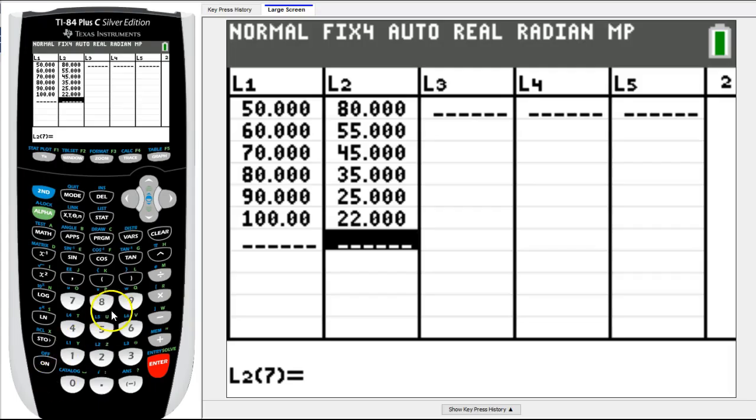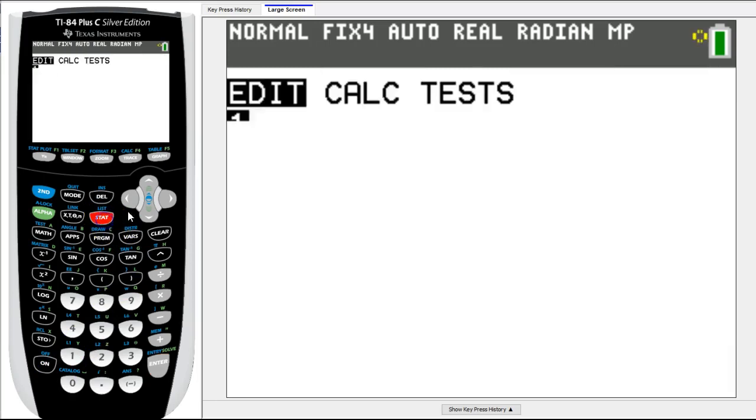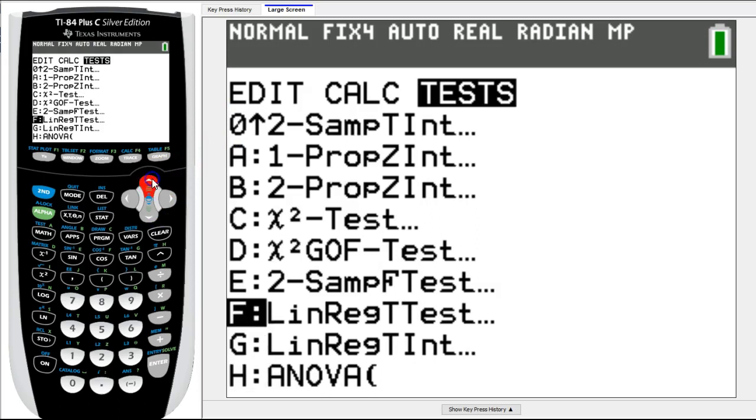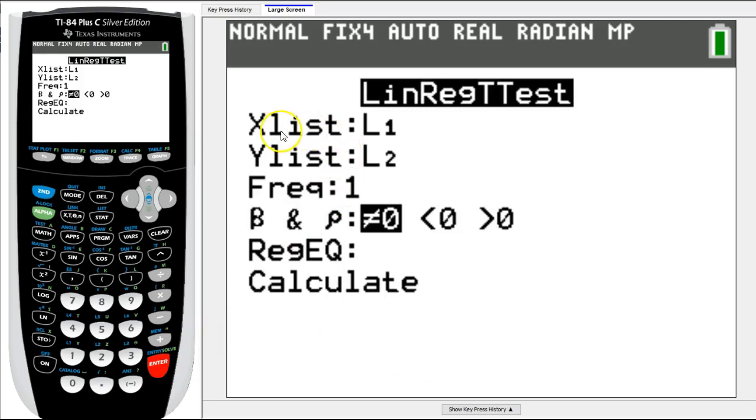Okay, I've entered my data into my lists. I want to go to Stats and Tests, and I do want to find the linear regression t-test, not the linear regression t-interval. My X values are in L1 by default. My Y list is in L2. My frequency is a 1. I'm going to keep that.